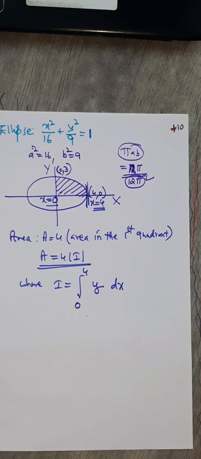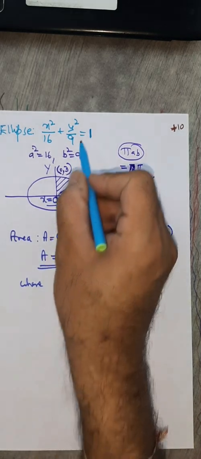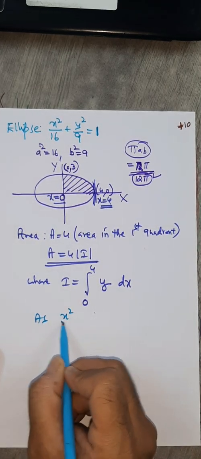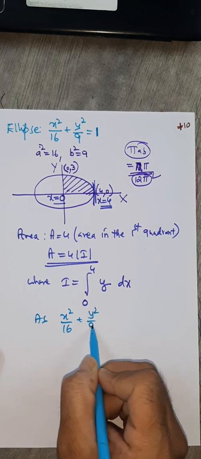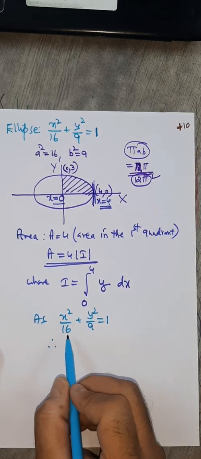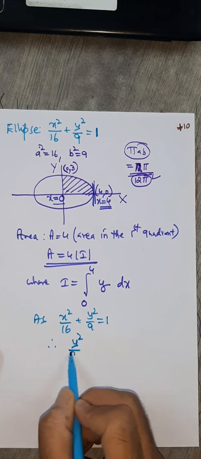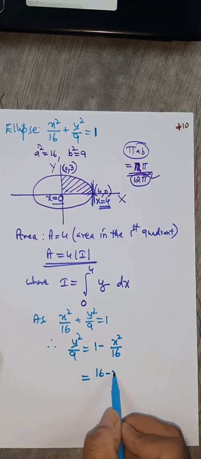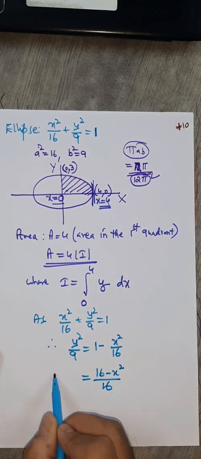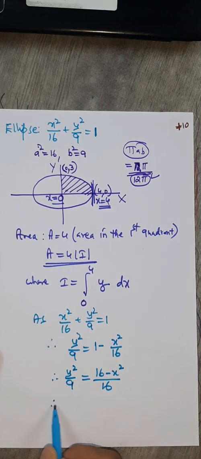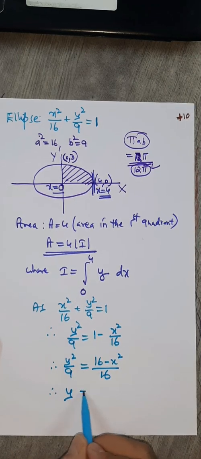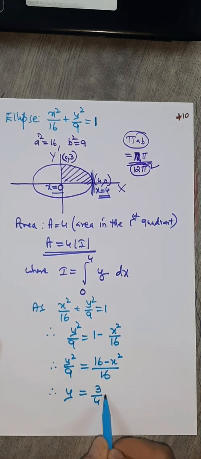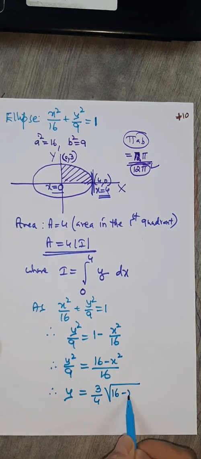Now I'll get y from the function. I have to extract y from the function. That's important. Now x square by 16 plus y square by 9 equals 1. We are making y the subject of the expression. So y square by 9 equals 1 minus x square by 16, so this is 16 minus x square by 16. Taking the square root, 9 goes to that side, so it's 3 by 4 times the square root of 16 minus x square.